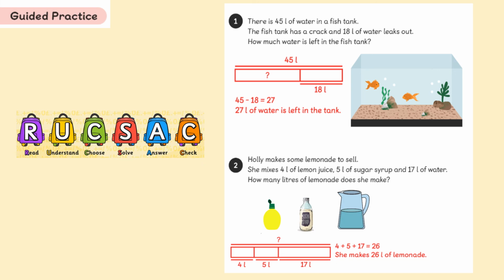For question 2, this was the tricky one. We knew that Holly had 4 litres and 5 litres and 17 litres. So we had to figure out how much all of that was all together. So it was addition. 4 litres plus 5 litres plus 17 litres is 26 litres. She made 26 litres of lemonade.